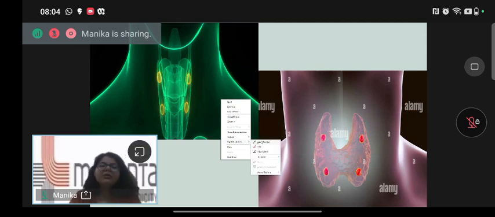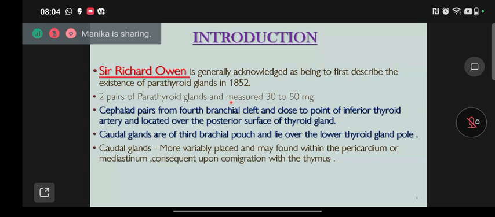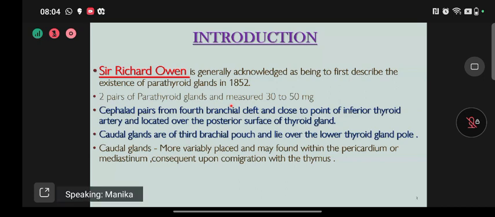So coming to the introduction part, Sir Richard Owen is generally acknowledged as being the first to describe the existence of parathyroid glands in 1852. There are two pairs of parathyroid glands measuring 30 to 50 milligrams. Cephalad pairs arise from the fourth branchial cleft and fourth branchial pouch, and they are close to the point of the inferior thyroid artery, and they are located over the posterior surface of the thyroid gland.